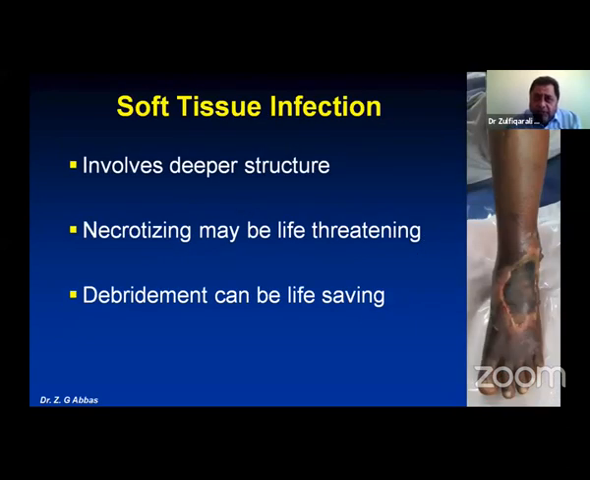Soft tissue infections involve the deeper structures. Here, necrotizing fasciitis can be a life-threatening condition, and if urgent debridement is not done, we can lose the patient. And you must have seen in your practice, once the debridement starts, you can see the patient starts feeling better, actually even in the theater.